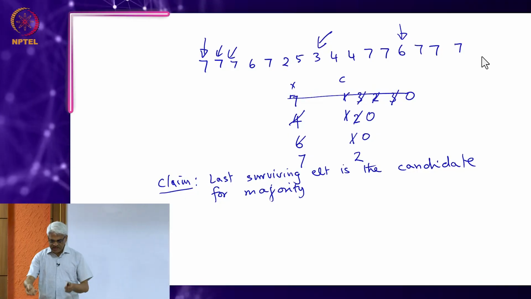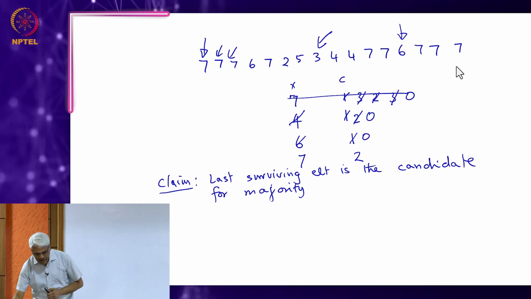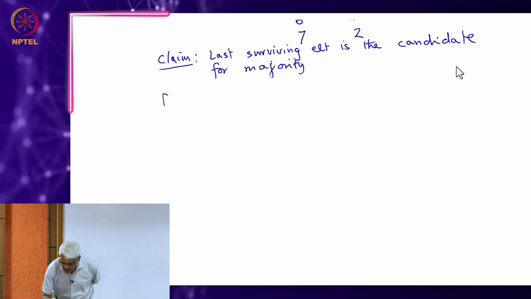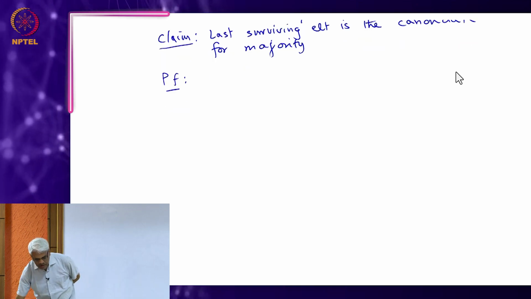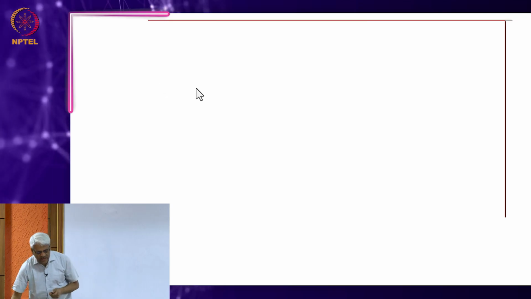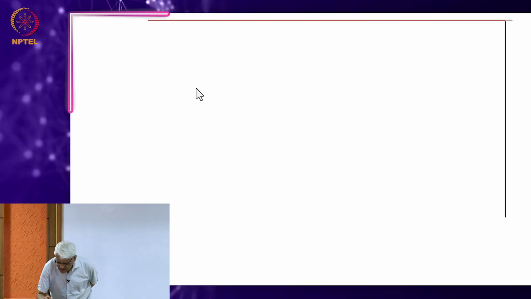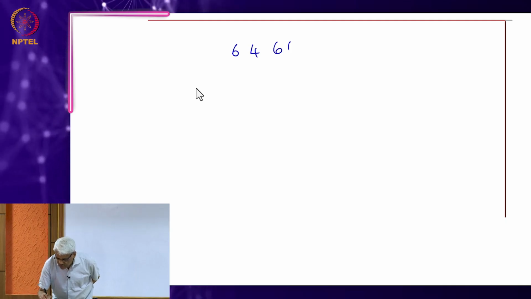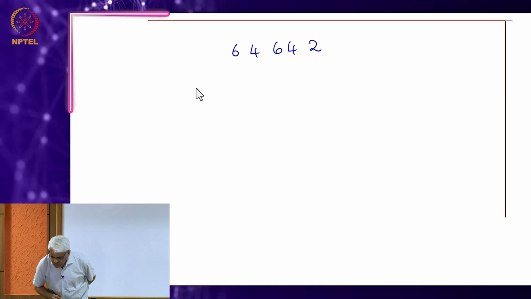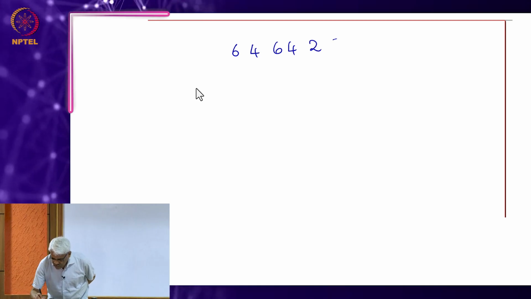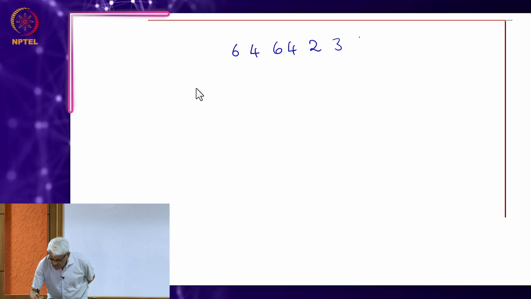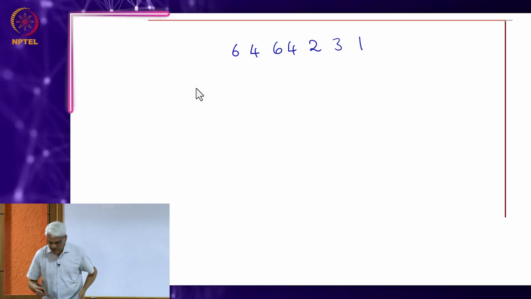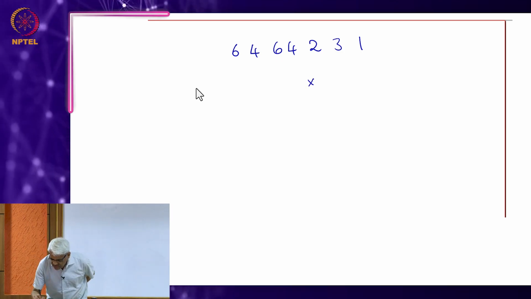So in this case, 7 is the majority, but let's give you an example where it may not be, right? So let's do another example. Okay, I'll come back to this proof. Yeah, so let's give another example where it may not be. So suppose this is my list, okay? Let's follow the algorithm. So tell me what is X and C, right?